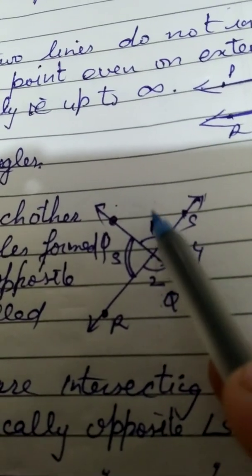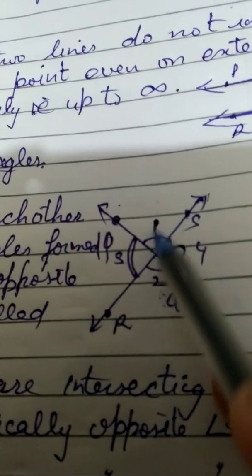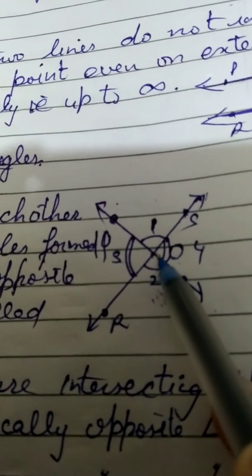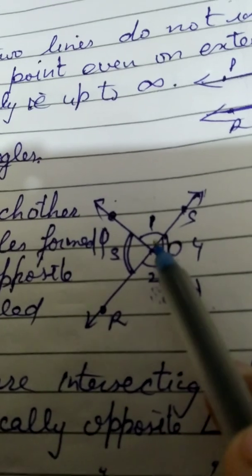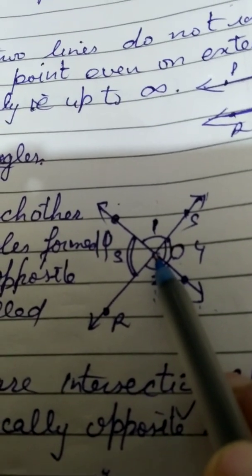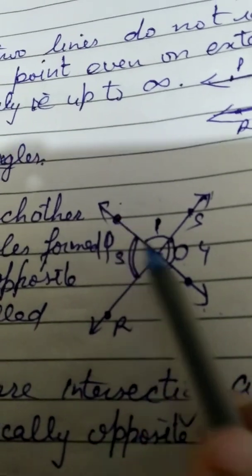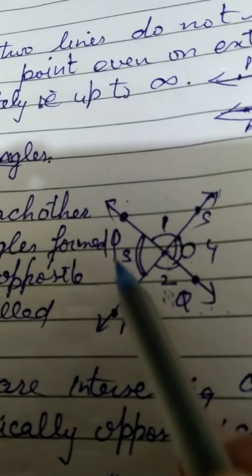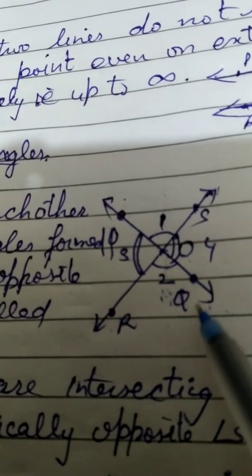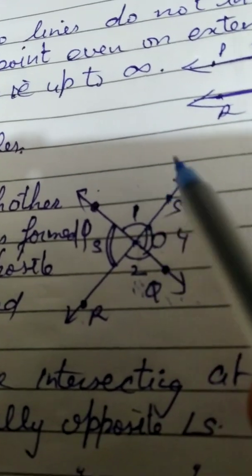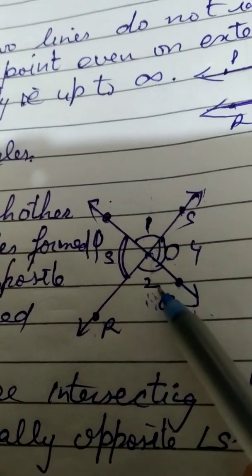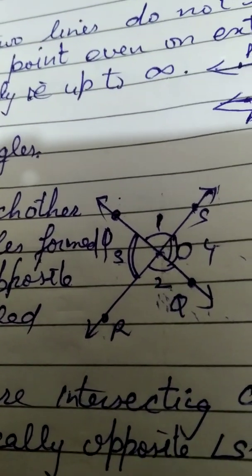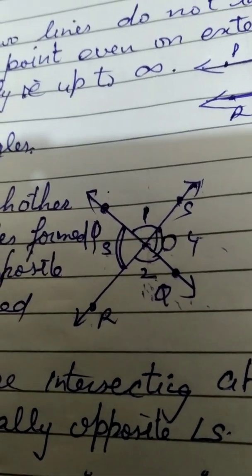Now these two angles are opposite to each other with a common point. The vertex of both angles is common, but they are in opposite directions. Angle POS and angle QOR are vertically opposite angles. Similarly, angle POR and angle QOS are vertically opposite angles. Angle 1 and angle 2 are vertically opposite angles. Angle 4 and angle 5 are vertically opposite angles. These are called vertically opposite angles.